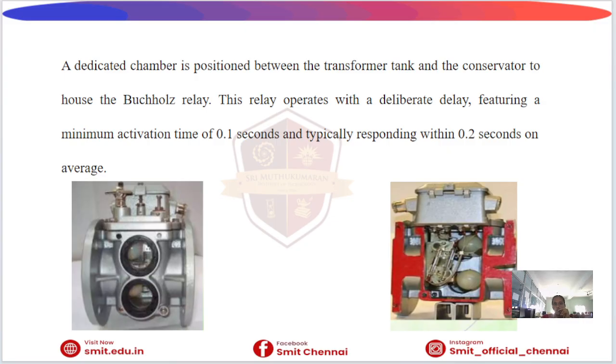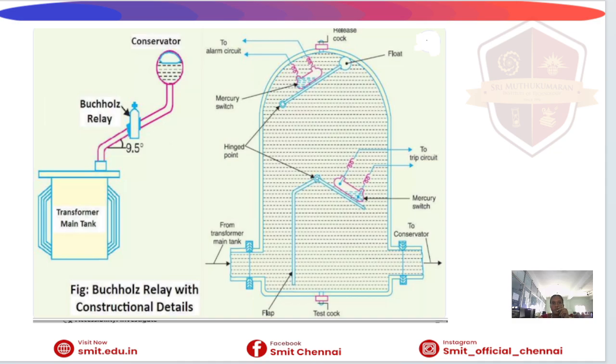Then, operation of the Buchholz relay. This is the block diagram of the Buchholz relay in power transformers. Here we have the conservator, Buchholz relay, transformer main tank, and trip circuits with mercury switches. These are the components of the Buchholz relay. The relay is placed in between the tank and conservator. Gas accumulation or oil flow activates the relay. It works with a slight time delay and provides both alarm and trip functions.